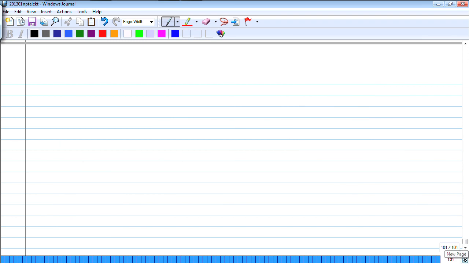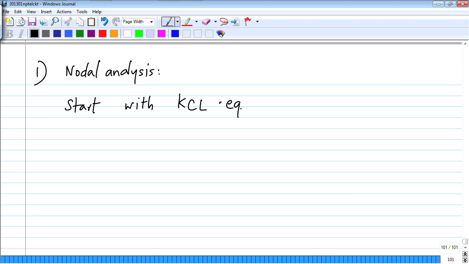Okay. Now, there are two methods of circuit analysis. First is called nodal analysis. In this, what you do is you start with KCL equations at the nodes, okay? And once you put down the KCL equations, you will solve for a number of things, and then you solve the complete circuit. So the first thing you do is to write down the KCL equations, and if you do that, you are basically doing nodal analysis.